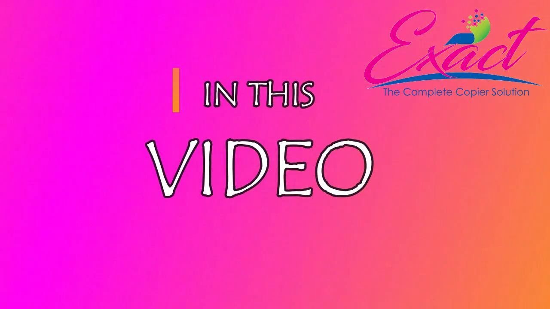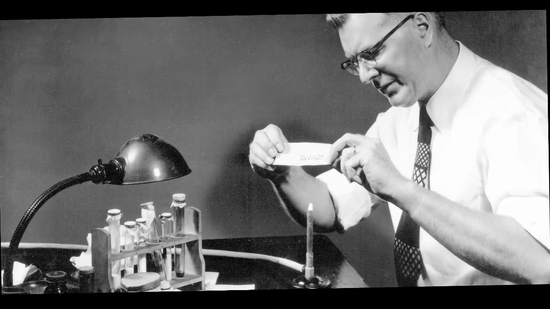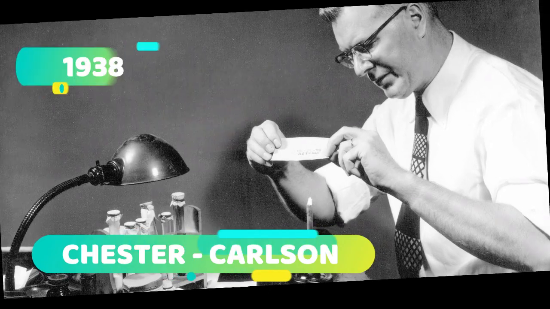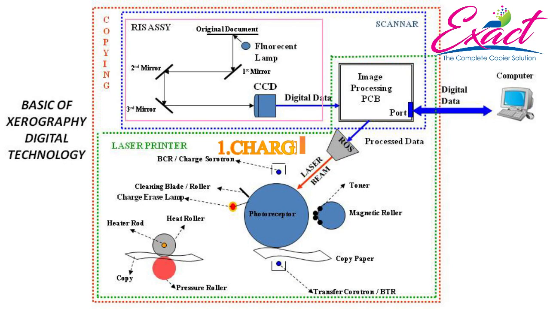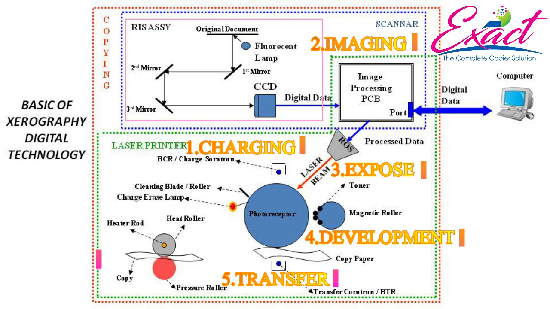In this video, we are going to know about the basics of xerography. Xerography was initiated by Chester Carlson in 1938. First is charging, the second one is imaging, the third one is exposure, the fourth one is development, the fifth one is transfer, the sixth one is fusing, and the final, seventh one is cleaning. These seven steps are the basic process in xerography.